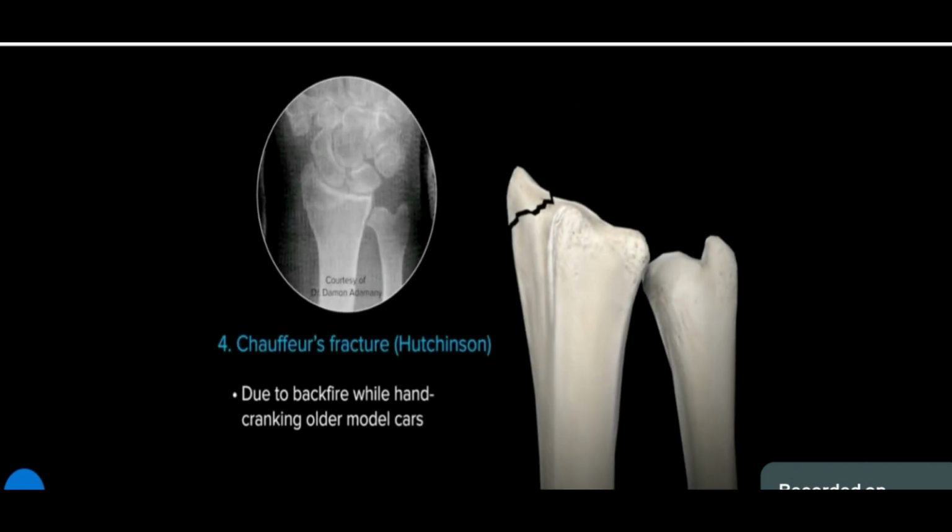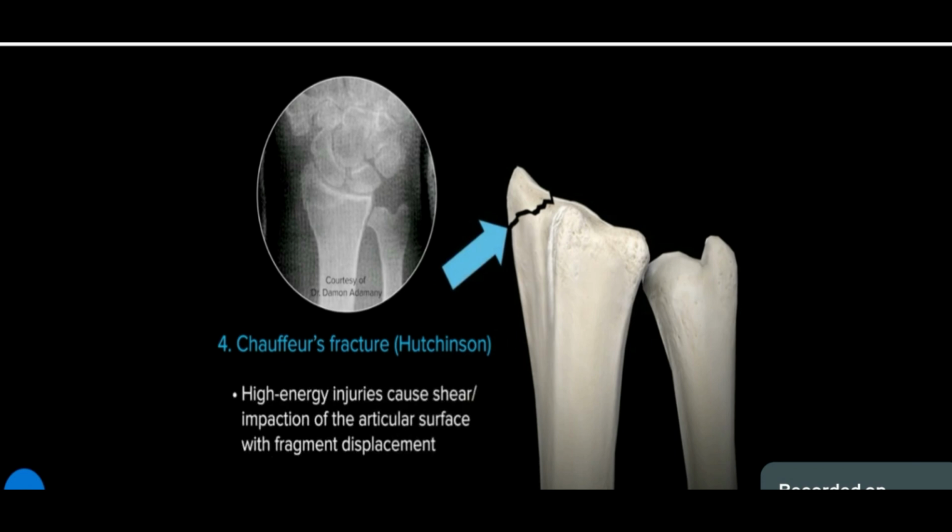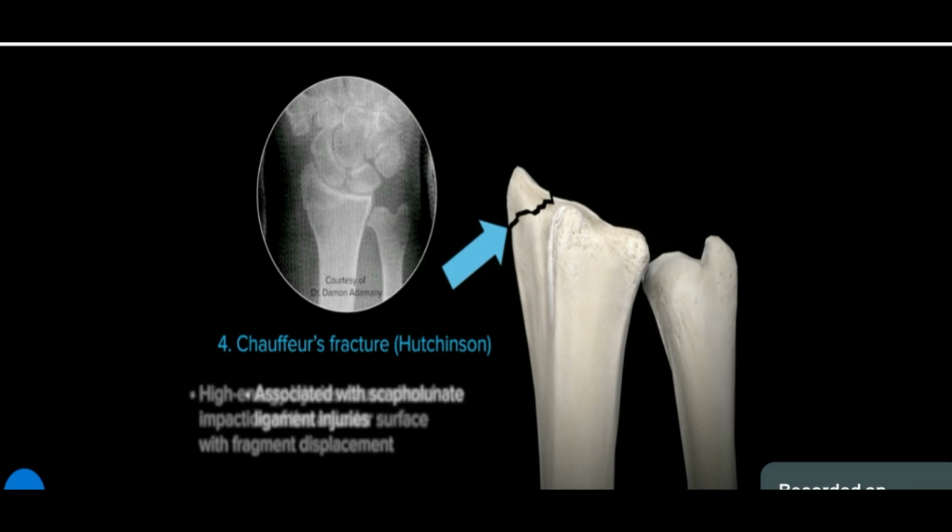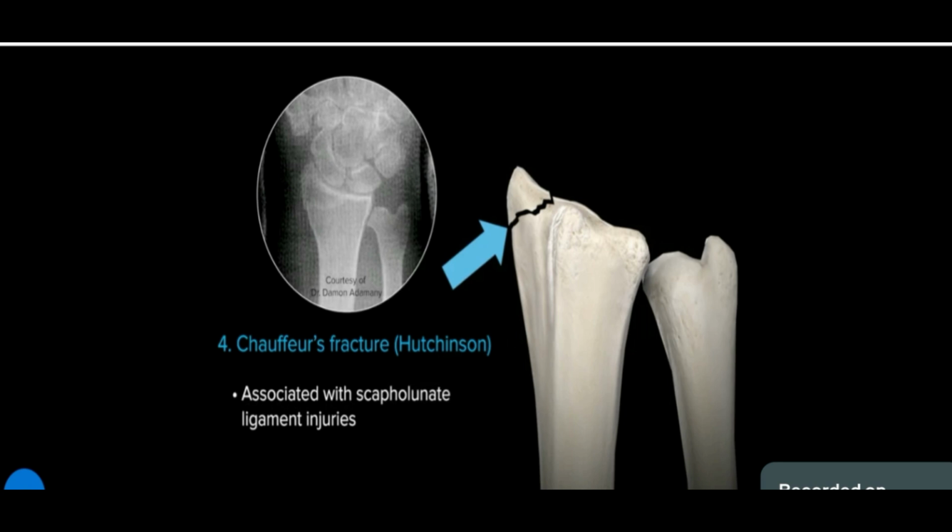Chauffeur's fracture was originally described as occurring due to the crank backfiring while hand cranking early car models. Sudden backfiring placed the hand in ulnar deviation with a force through the radial styloid. Today, high-energy injuries frequently cause shear and impaction of the articular surface of the distal radius with fragment displacement. Scapholunate ligament injuries are associated with this type of fracture due to the force continuing down the scapholunate interval and through the carpal bones.